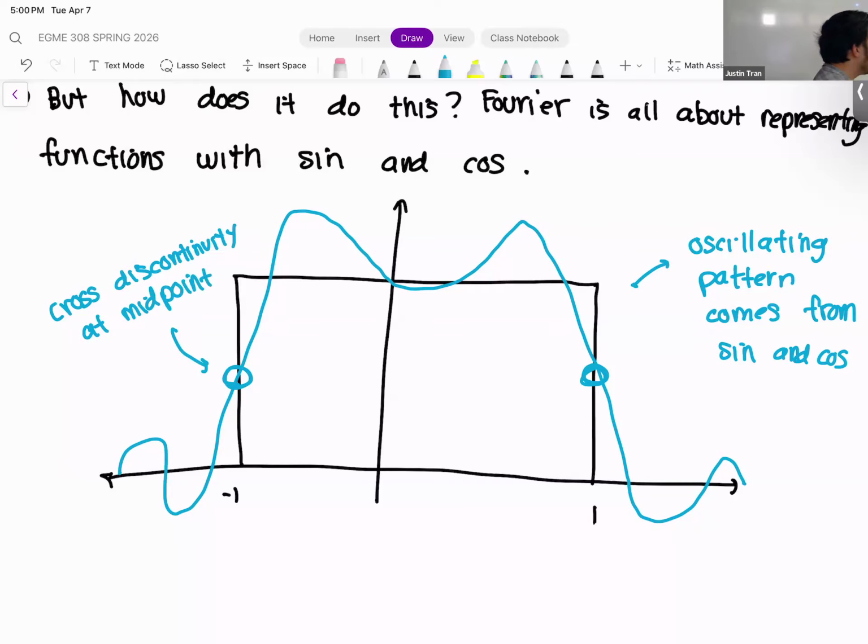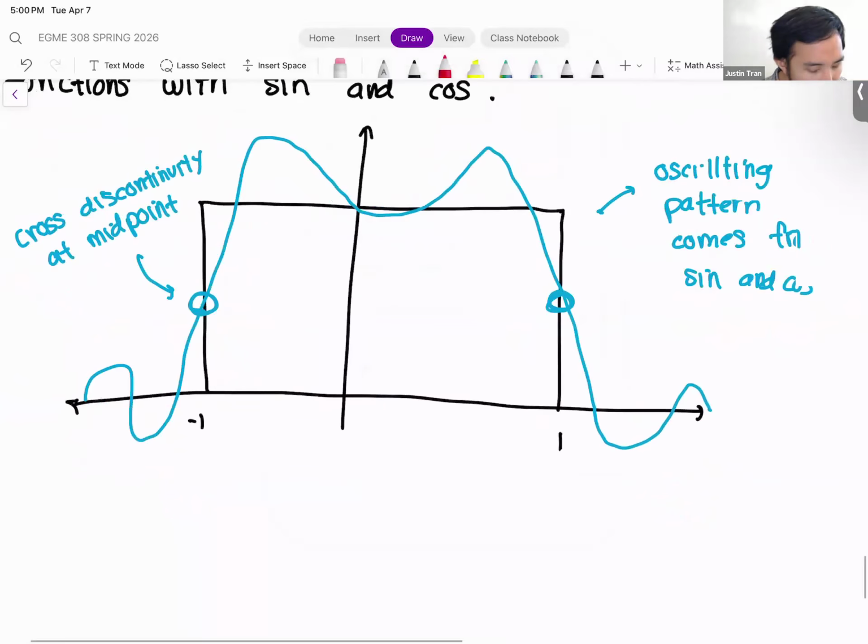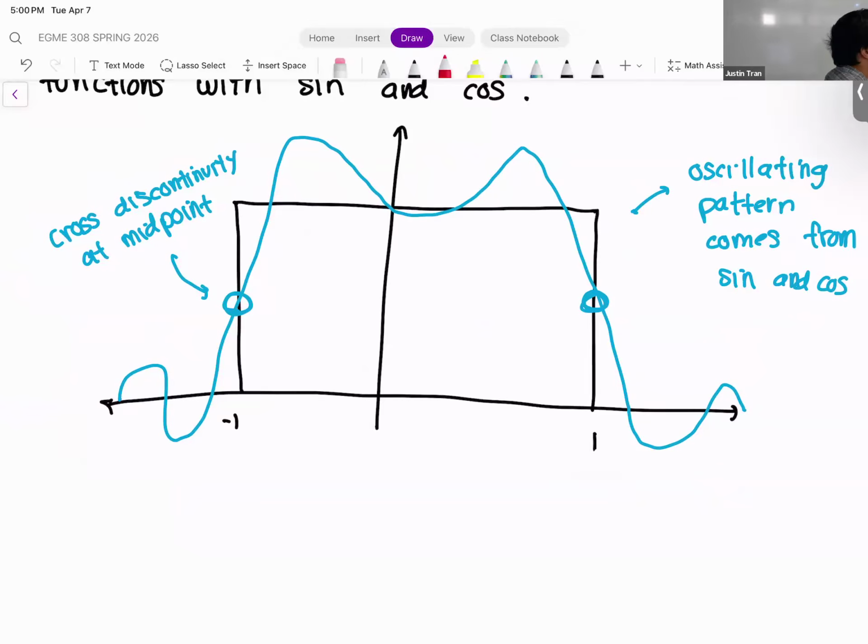Right. So we're going to cross our discontinuity right at that midpoint. That explains why when we do Fourier, we end up with just halfway in between the two discontinuities. Okay, and that's purely from the nature of how sines and cosines are. So even though they're continuous functions, we do have to accept their downsides of oscillation.